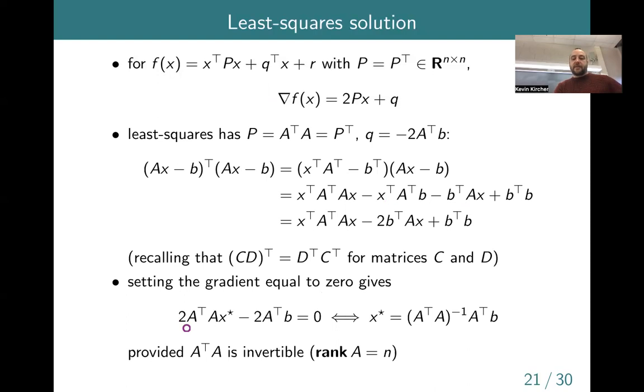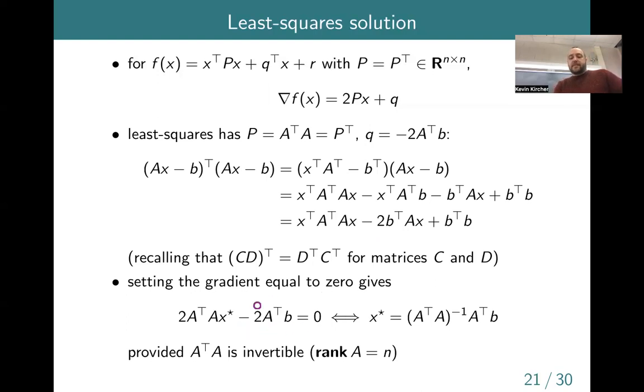Okay, so then we write down the gradient, which is just 2 times our P matrix, which is A transpose A, plus Q, which in our case is 2B transpose A with a negative sign. So we take all of that, that's the gradient of F, and we set it equal to 0 and we solve.